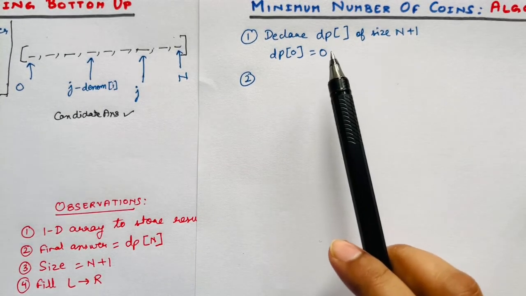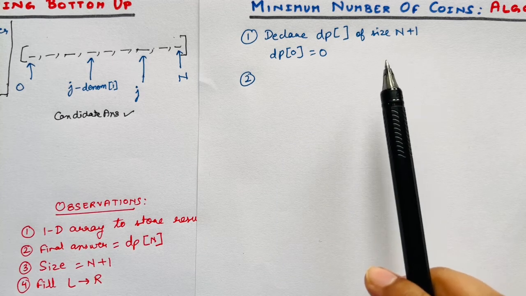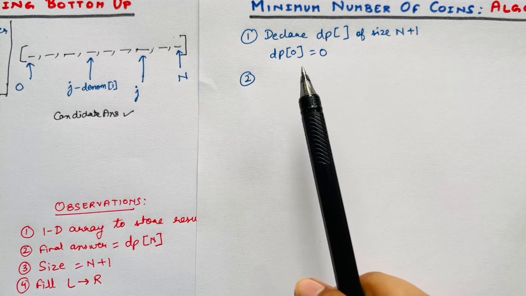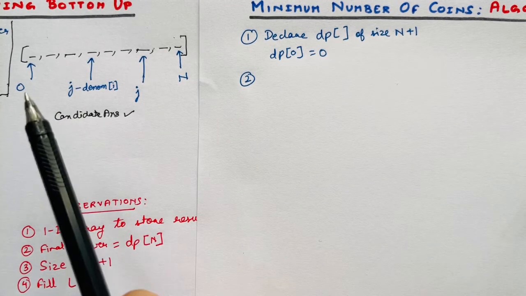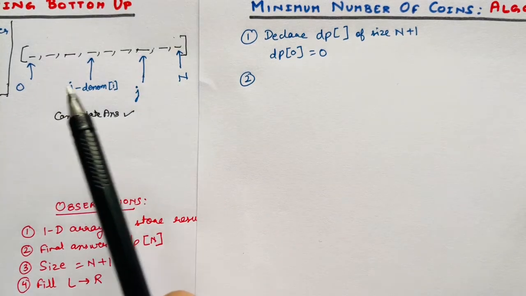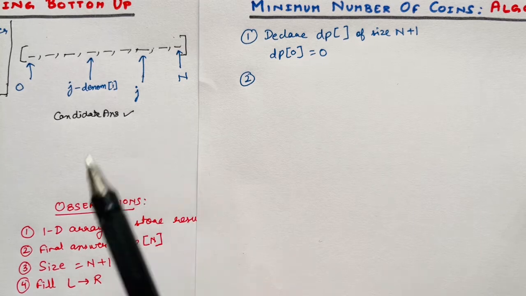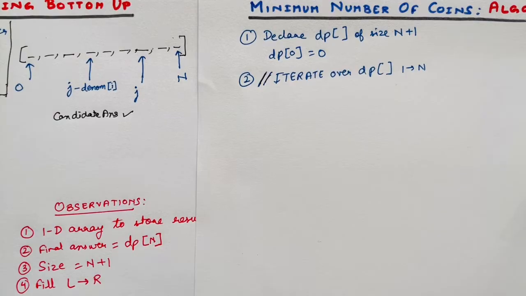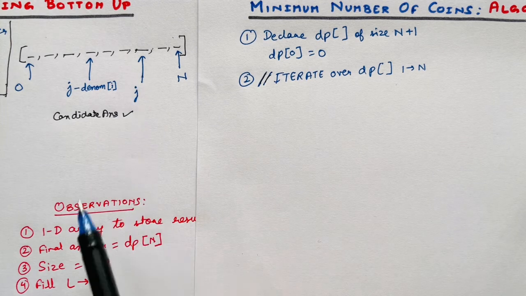So first of all, we will declare a one-dimensional array dp of size n plus 1. We will also fill its first index value with 0. Now we know that we have to fill this array one by one from left to right. That means it is clear that we have to iterate over this array. In every iteration, we have to fill the value at that index.